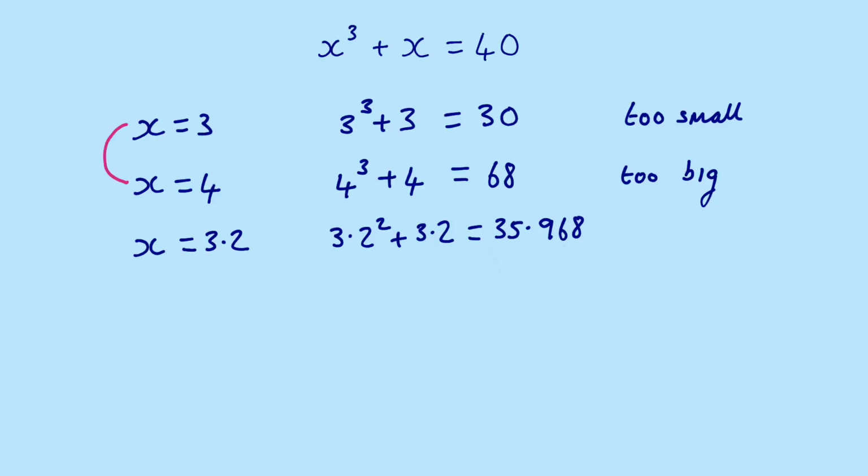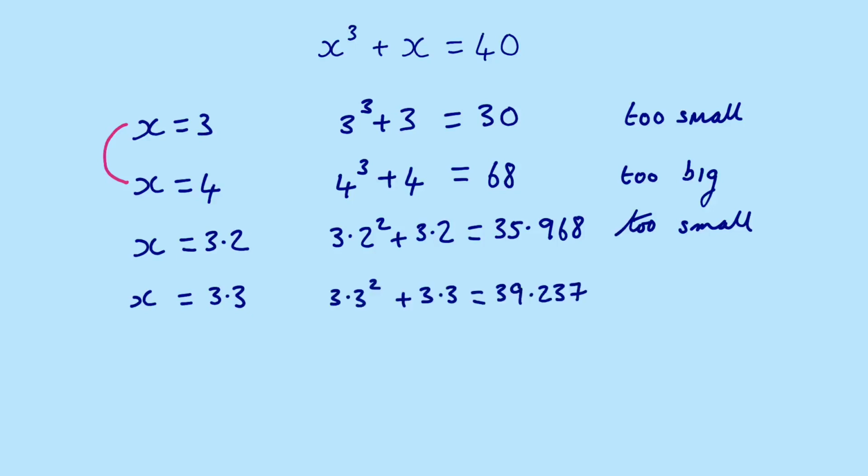35.968. Now you can see that that's still too small. So let's increase 3.2 a little bit. So let's try x equals 3.3. Let's substitute that in and we get 39.237. Now that's still too small.